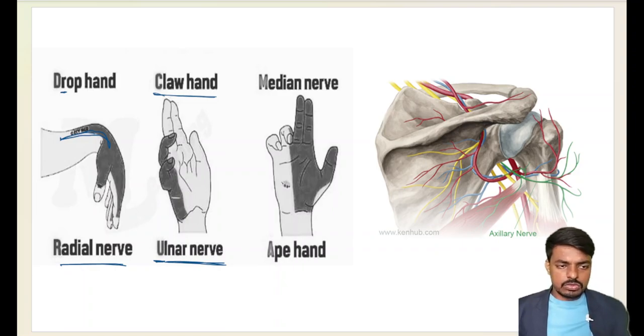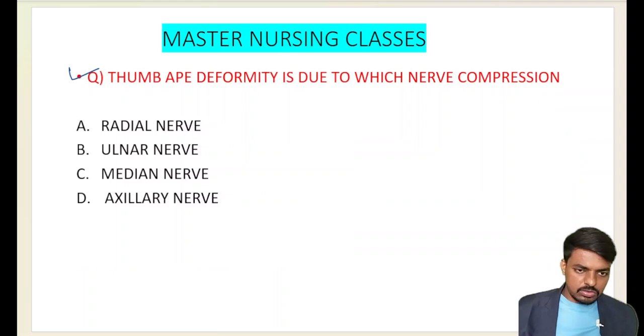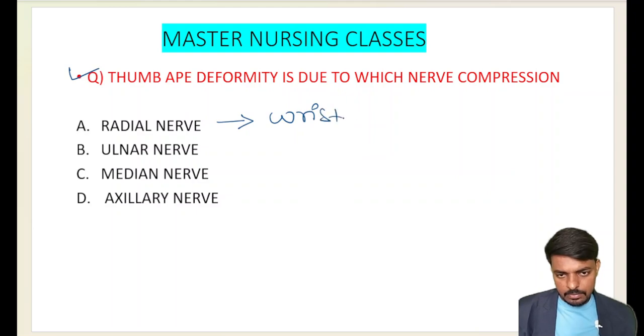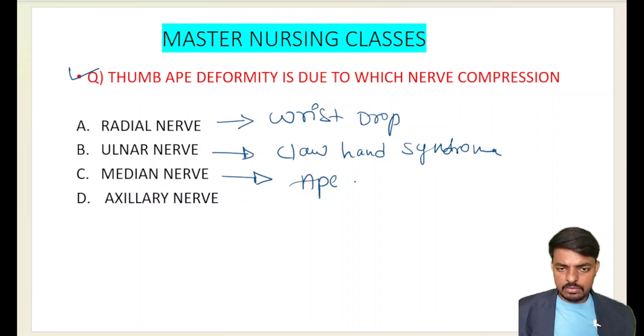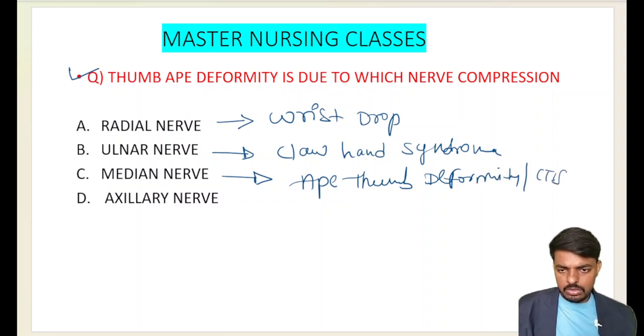Very important. So the answer for the question goes like this. In radial nerve compression we see the wrist drop. In ulnar nerve compression we see the claw hand syndrome. In median nerve compression we see the very important upper thumb deformity, along with carpal tunnel syndrome. Okay, very important.